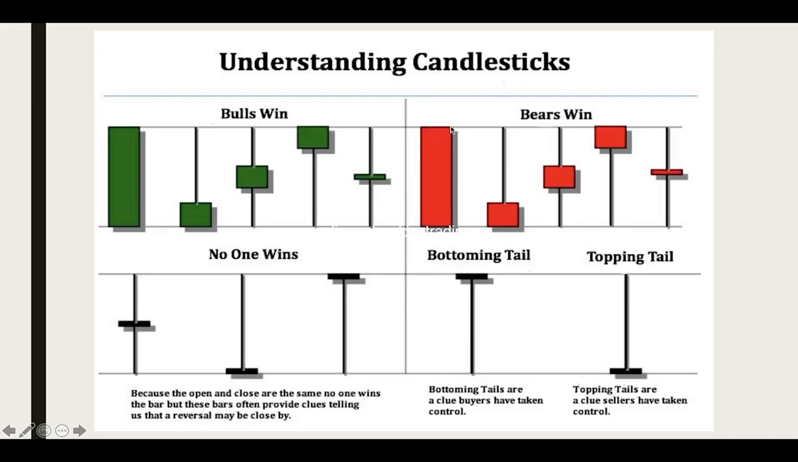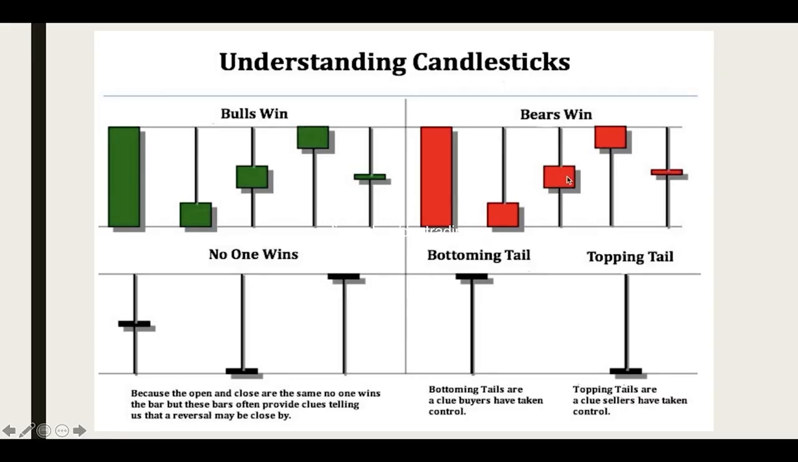Looking at the red candlesticks, guys, it's the absolute same idea. We open here and then we close all the way at the bottom. There's no tails, meaning we opened at the absolute highs and closed at the absolute lows. If we have a topping tail here, what happened was we opened at this price, the buyers showed up, they brought it all the way up here, and then the sellers came in and brought it all the way back down. So a topping tail, guys, is a clue the sellers have taken control. There's a lot of selling pressure during this topping tail.